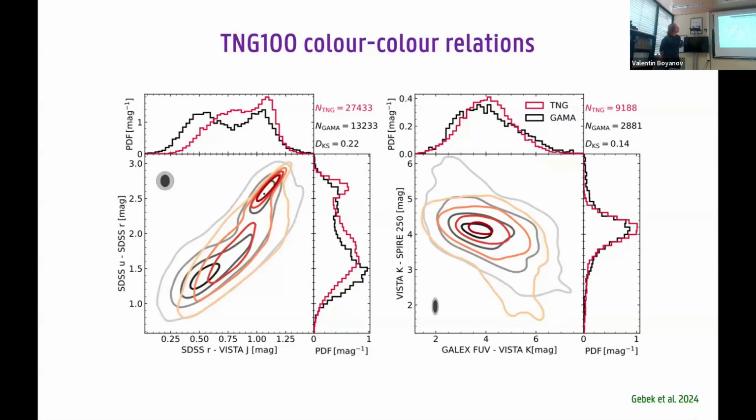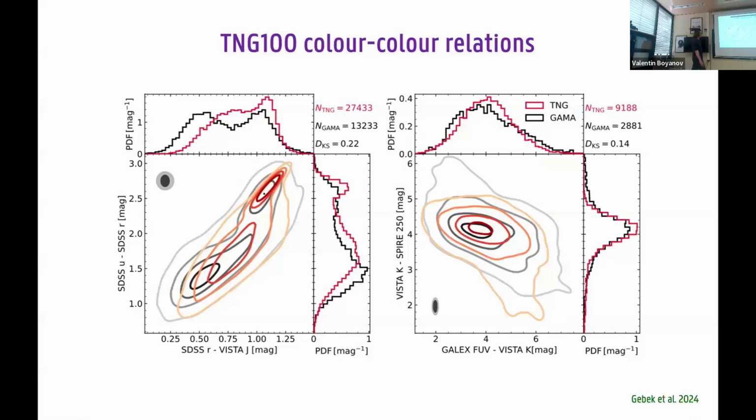This is from the same paper. These are color relations, so you can look at different colors. For example, here you have R band minus J band, so that's optical-infrared. This is U minus R, optical. And you see the comparison. Red is simulations, gray is the data. You see this agrees very well.